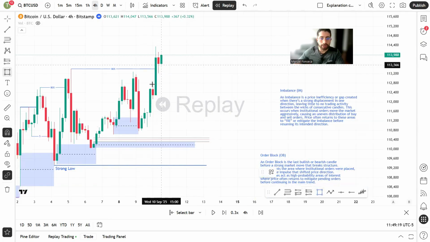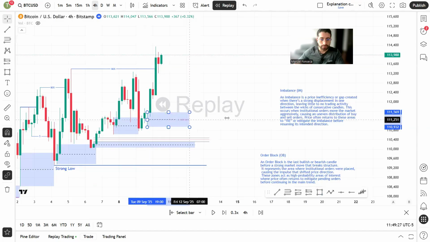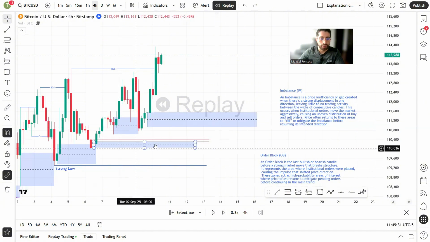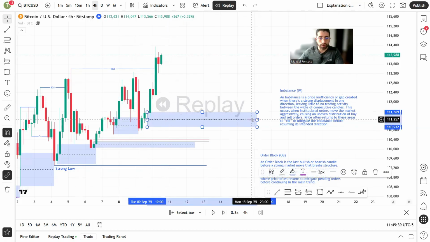So after a break of structure, we will look for a very clear and evident bearish movement, or against the trend. Because we're in an uptrend, we will look for a very evident bearish movement, and that will be our decisional order block, right?